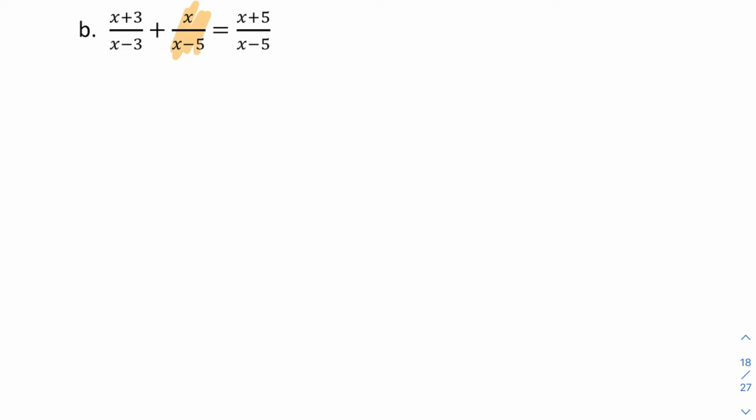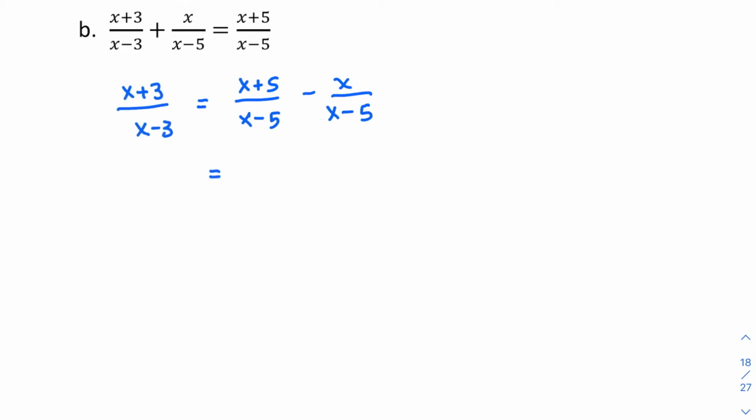Same idea here. Since I already have two rational expressions with a common denominator, I'm going to subtract x over x minus 5 from both sides to get the ones that have the same denominator together. So if you do that subtraction, you're going to end up with x plus 3 over x minus 3 equals, and then on the right hand side, since they have a common denominator, you can put them together as a single fraction and then combine like terms on top, subtract x, and you end up with just 5 over x minus 5.